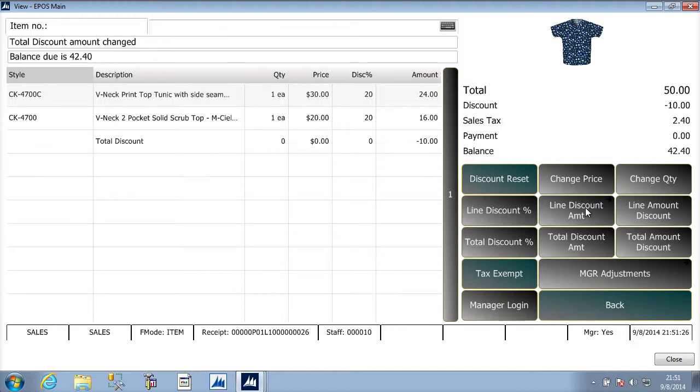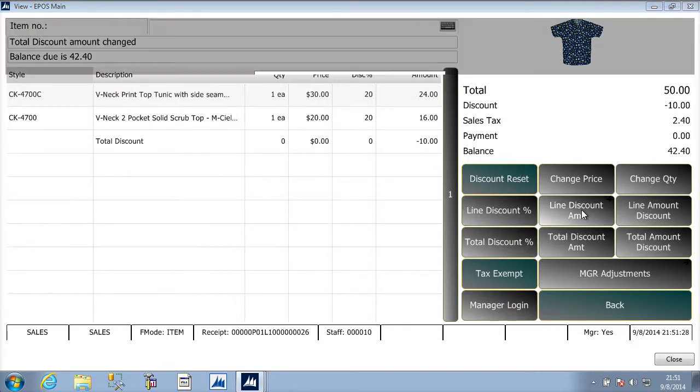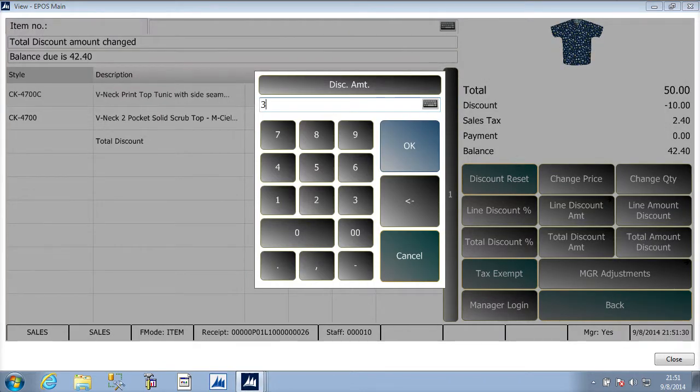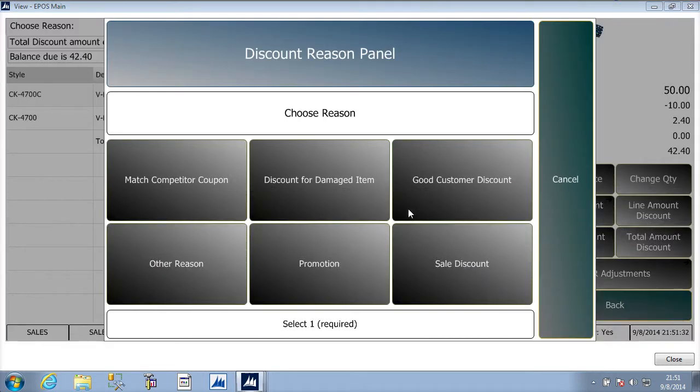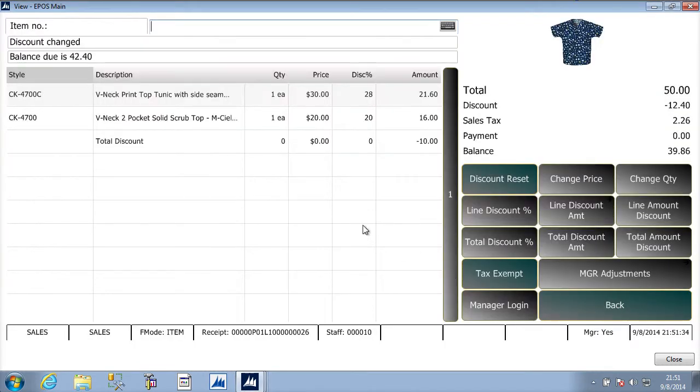Now let's apply our line discount amount of $3 to line number 1. And we see that we get a discount percentage now of 28% with a final price of $21.60. If you remember, this is the same result that we got when we gave a 10% line discount to line number 1 and a total discount of 20%.